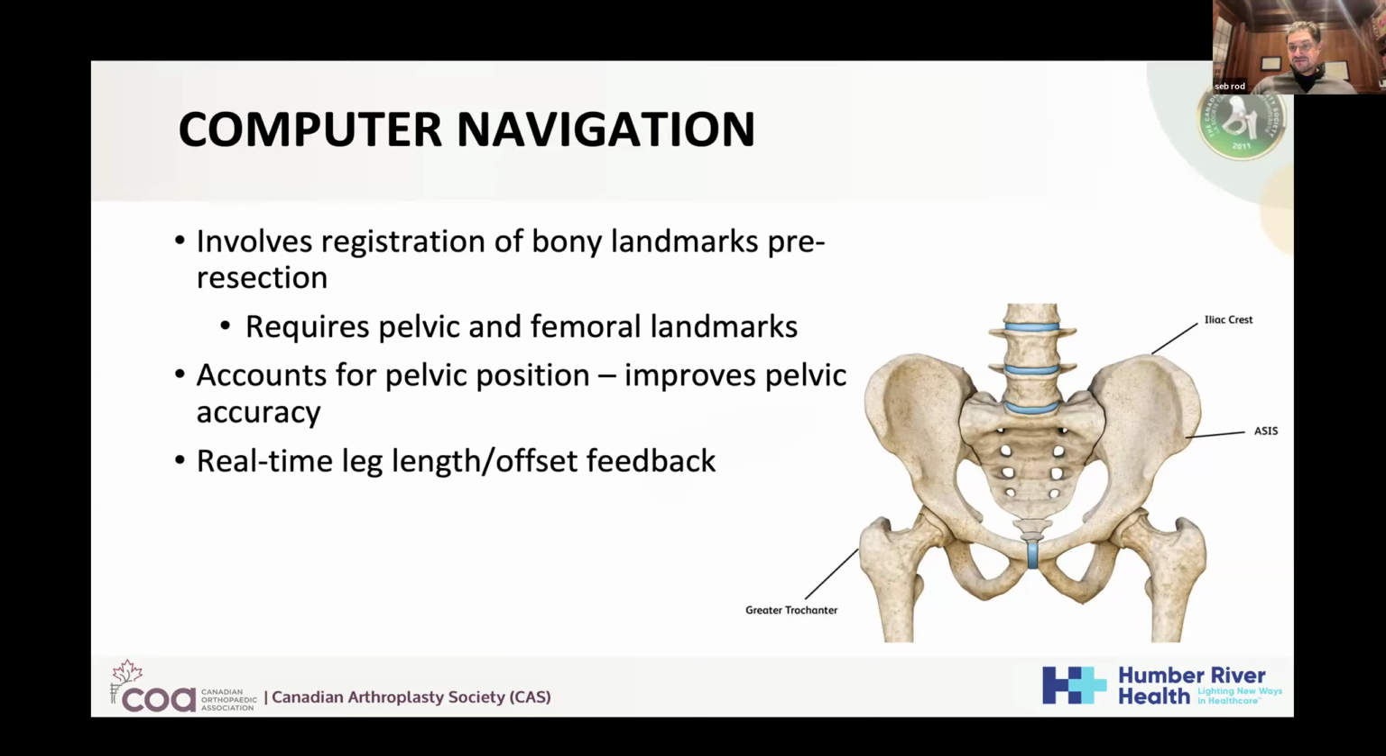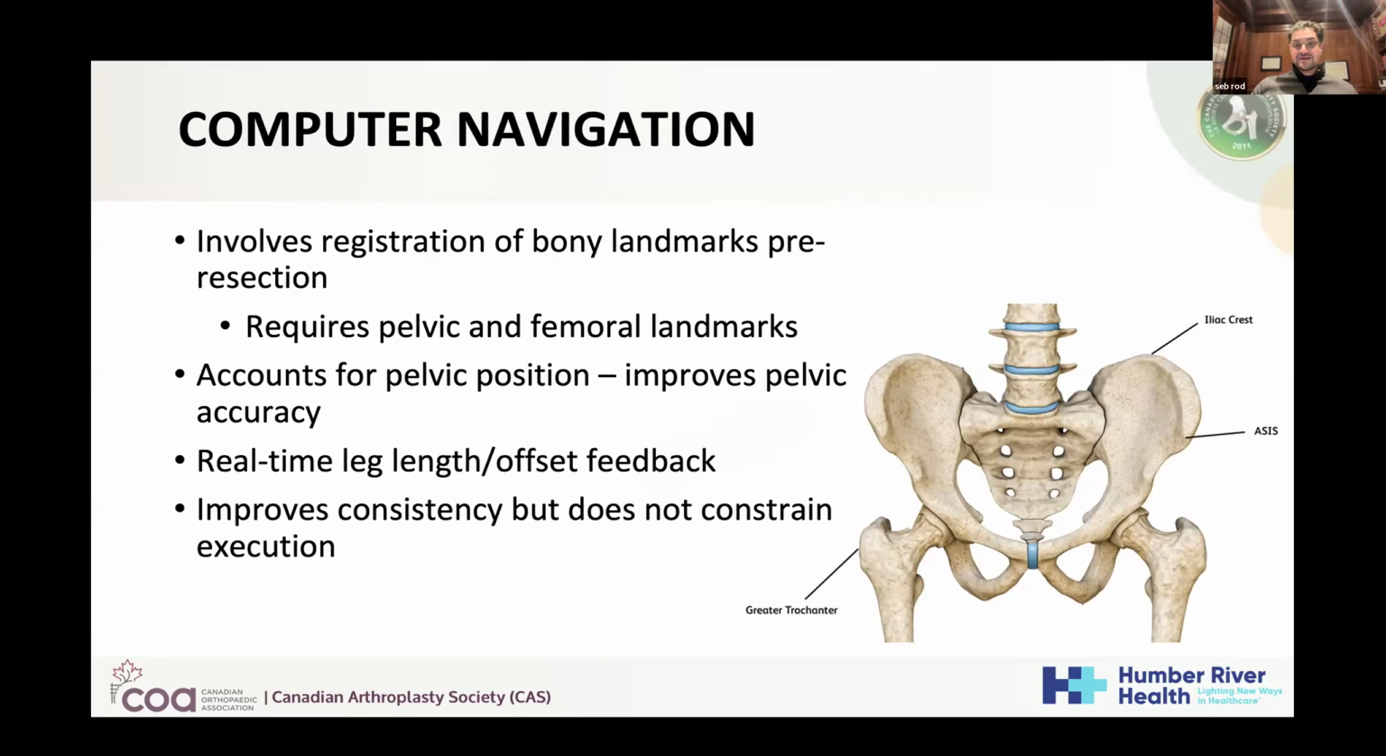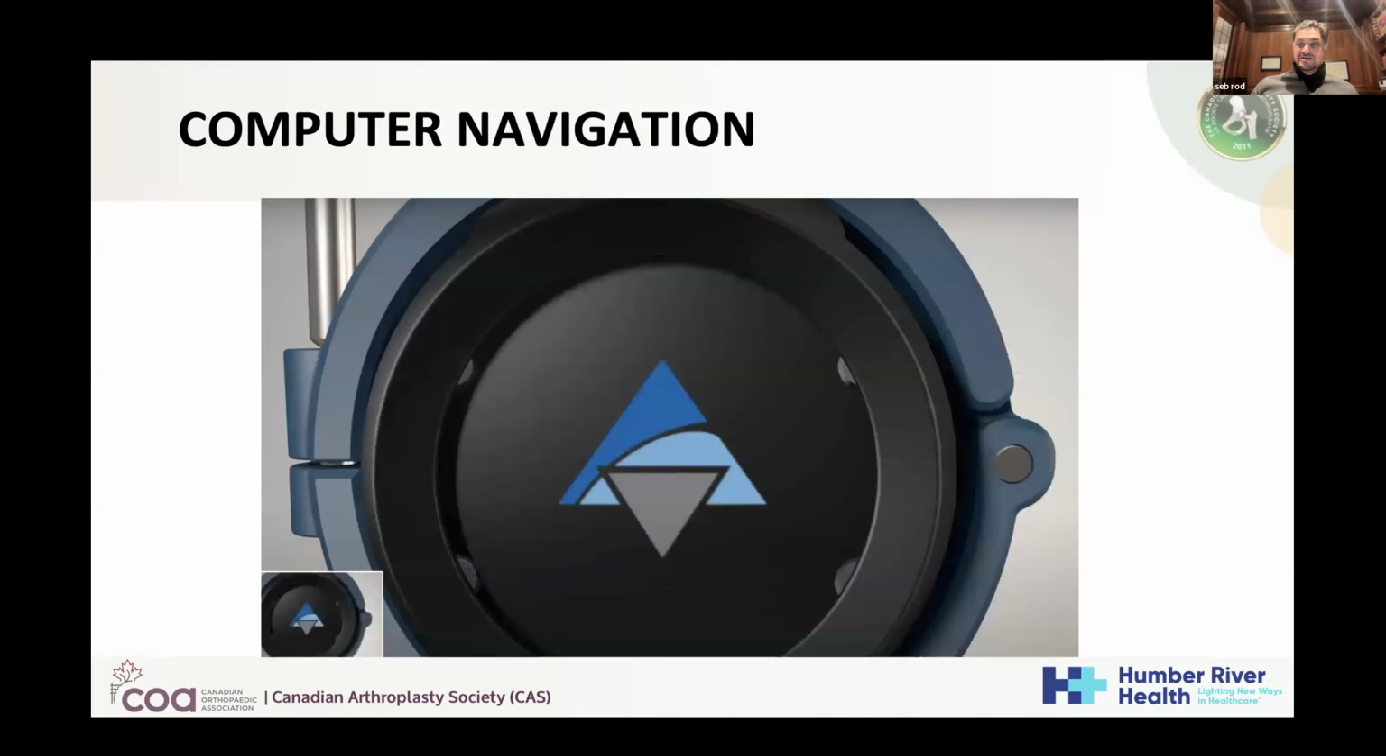The other thing is if you're using the femur as a fixed position as well, you can get leg length and offset feedback. So overall, this improves the consistency of your component positioning and allows you to execute the surgical plan that you've set out to do, but doesn't limit you.